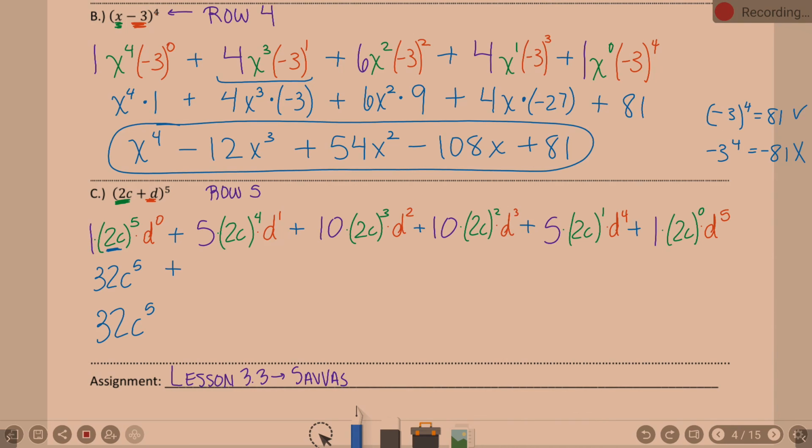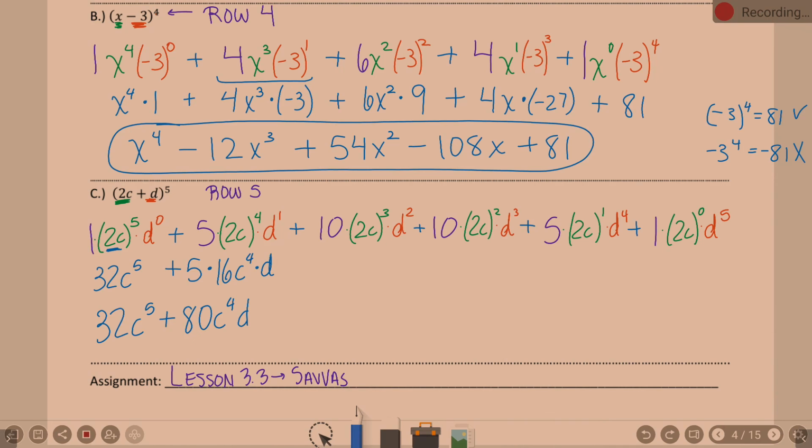We have 5. We have 2c raised to the 4th. What is 2 to the 4th? 16. So this is going to be 2c to the 4th is going to be 16c to the 4th. And we have times d to the 1st. Multiply all three pieces together. 5 times 16 is 80. So 80, c to the 4th, d. Catching on?